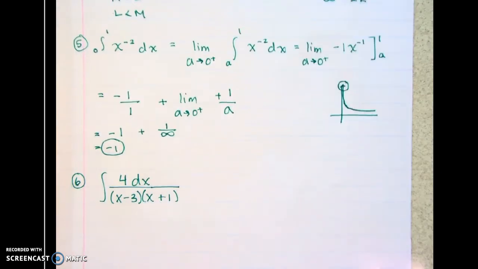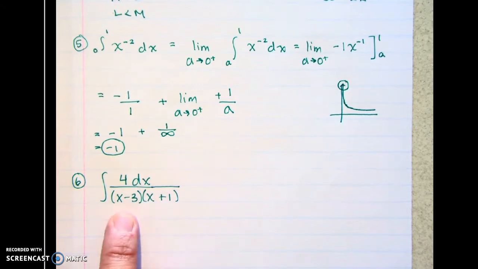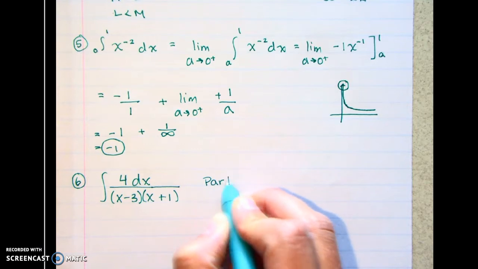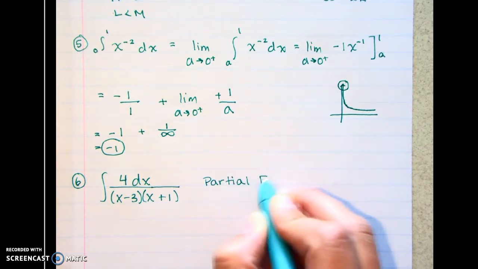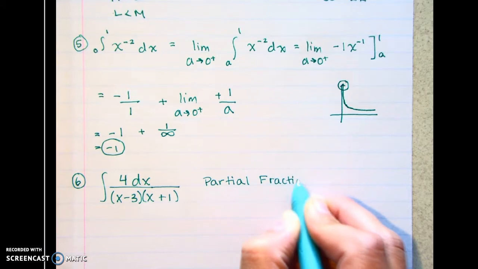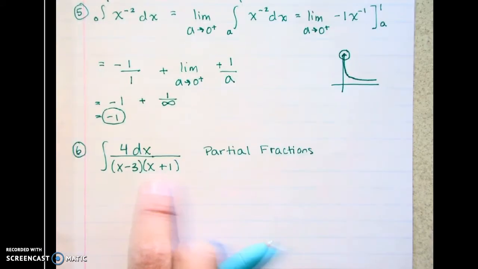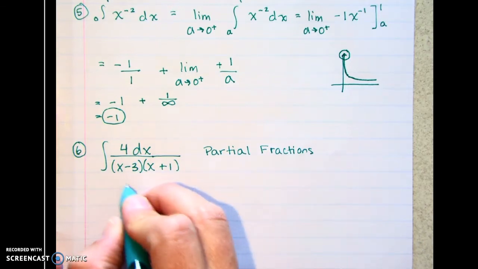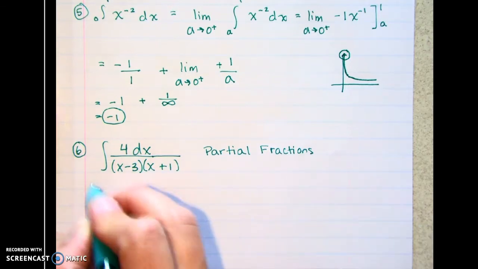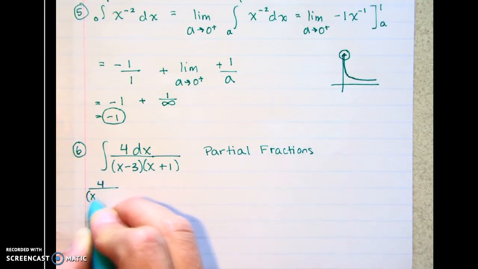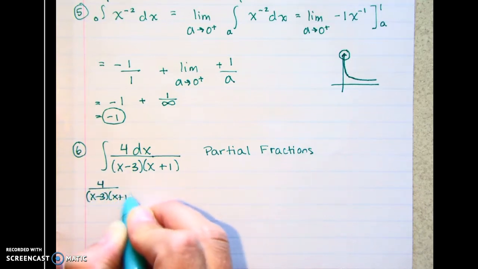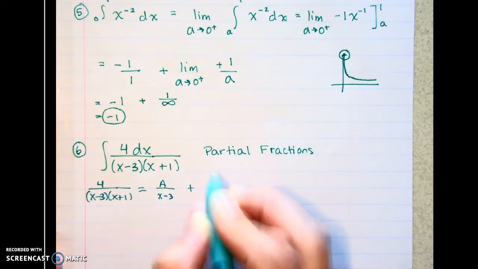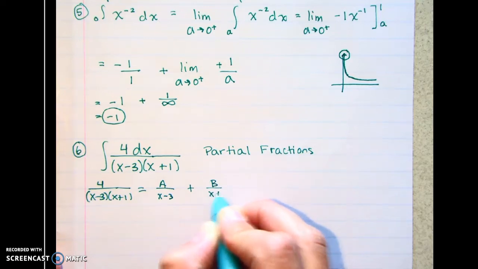Okay. Number 6, do you see how it's rational with two factors here? So what we're going to do is we're going to use not integration by parts, that's u and v. We're going to use partial fractions. I hope I can fit it on this paper. Partial fractions is where you split this up. So we're going to have, are you ready? 4 over this is going to equal a over x minus 3 plus b over x plus 1.